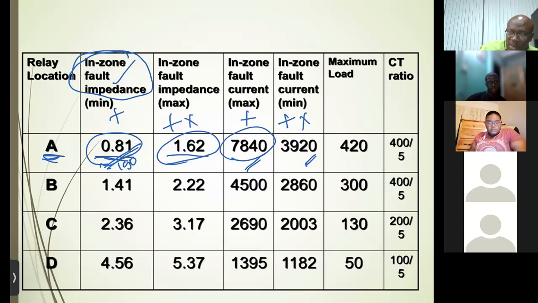Yes, sir. So in terms of the minimum fault, and by the way, before I go there, let's just finish the table. You can do the calculations on your time.